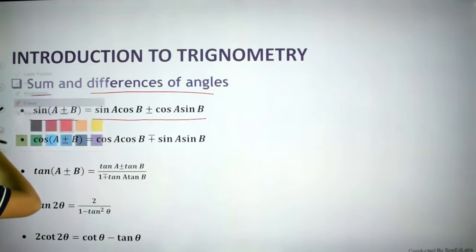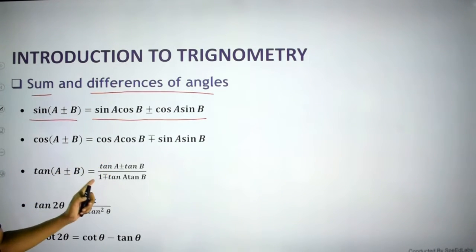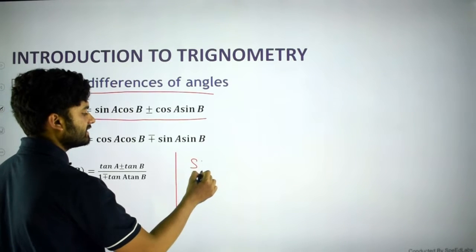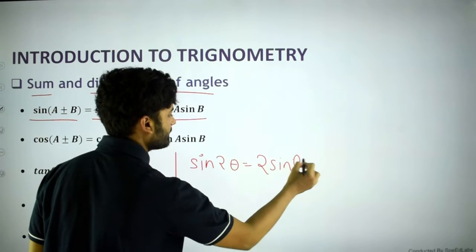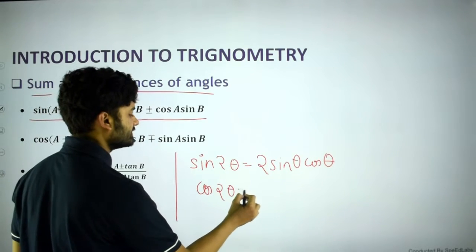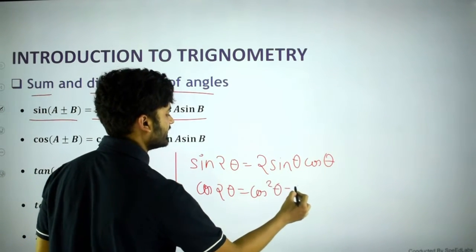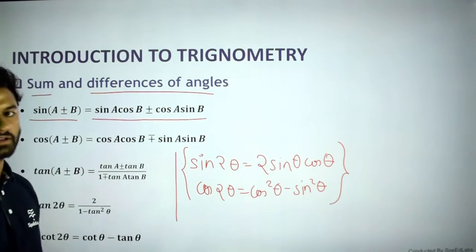Now similarly, what is tan of a plus b? Tan of a plus b is tan a plus tan b upon 1 minus tan a tan b. Similarly, tan of a minus b is tan a minus tan b upon 1 plus tan a tan b. Now tan of 2 theta is equal to 2 tan theta upon 1 minus tan square theta. Cot 2 theta is equal to cot square theta minus 1 upon 2 cot theta. And one formula I am adding: sine of 2 theta is equal to 2 sin theta cos theta. And cos 2 theta is equal to cos square theta minus sin square theta. So remember these two formulas, they are also included here. These are very important.